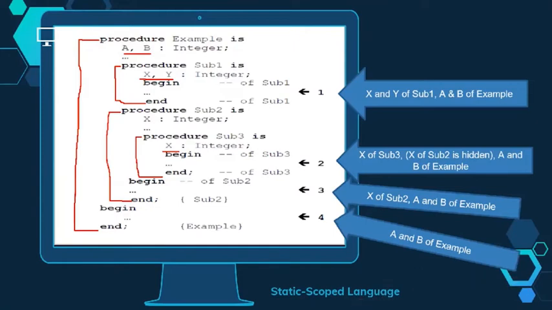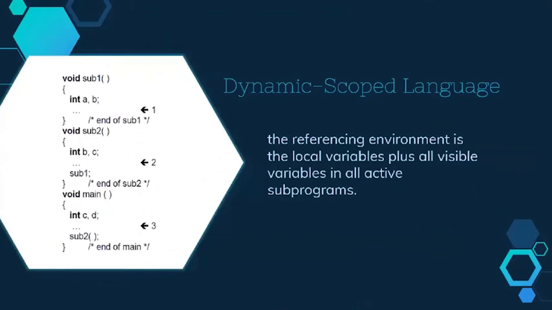Now let's move on with the dynamic scope language. The referencing environment in dynamic scope languages is the local variables plus all visible variables in all active subprograms. Active subprograms are those that have started their execution but have not yet terminated. If we could remember, dynamic scoping is based on the calling sequence of subprograms. Therefore, the search process for a variable starts locally and then goes to the subprogram that calls this subprogram.